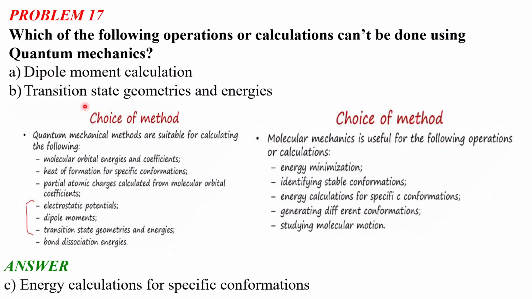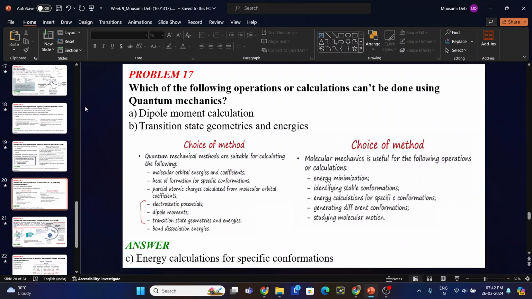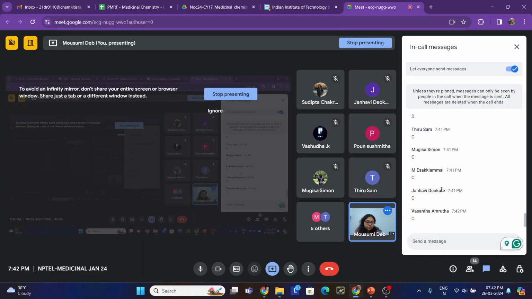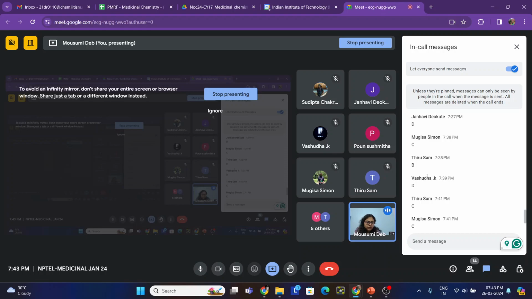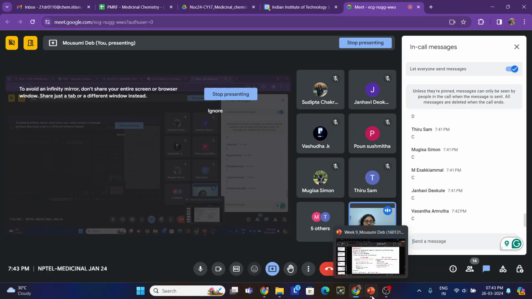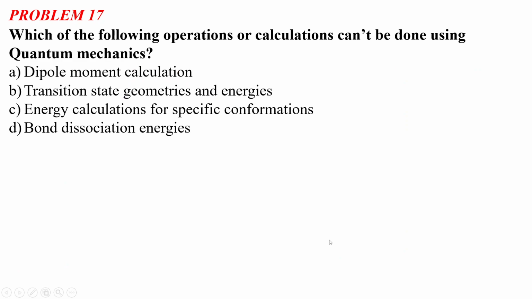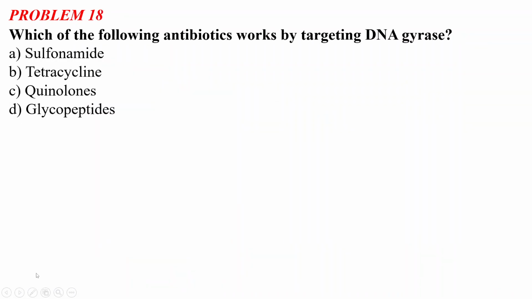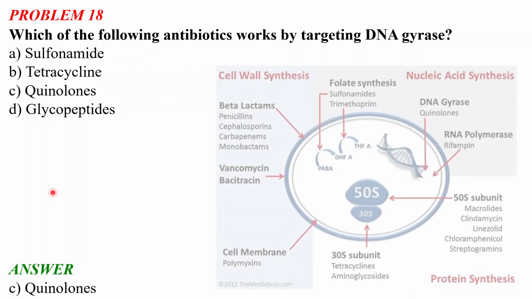Okay, let me check the chat box now. Number C is the most given answer. I think I have all number C. Let me check if it is correct or not. So the correct answer, as you have said, is number C. Quinolones are the antibiotics which work by targeting DNA gyrase.